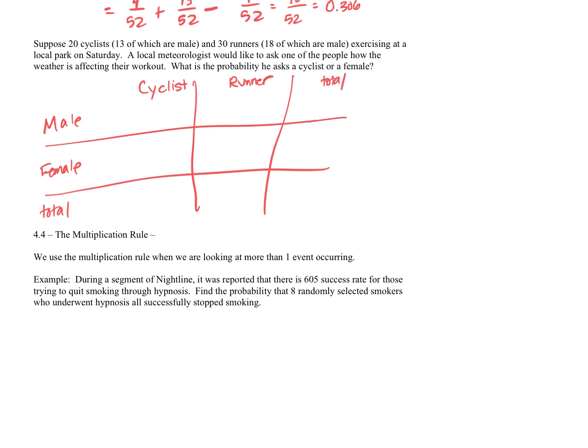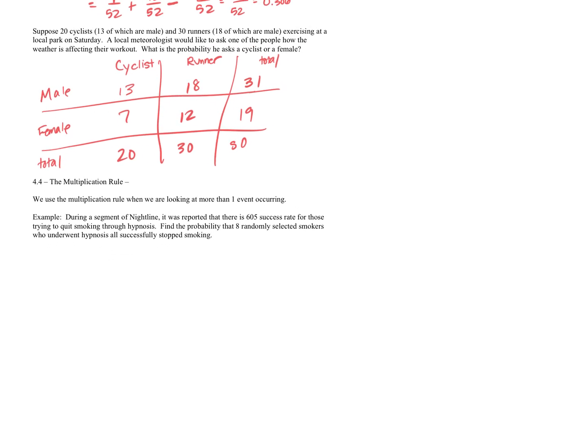Let's start filling in some numbers. Tell me anything. 13, 7, 20. The first column is 13, 7, 20. And then 18, 12, 30. And then you guys count across, yeah? Okay, and then the question is saying, what is the probability of cyclist or female?